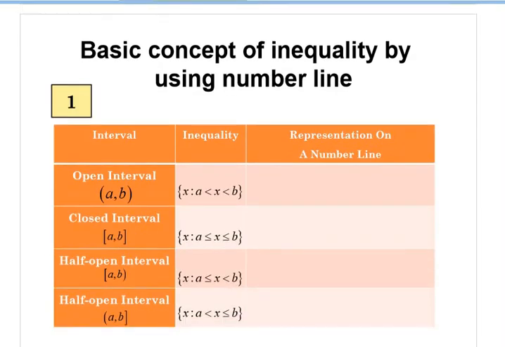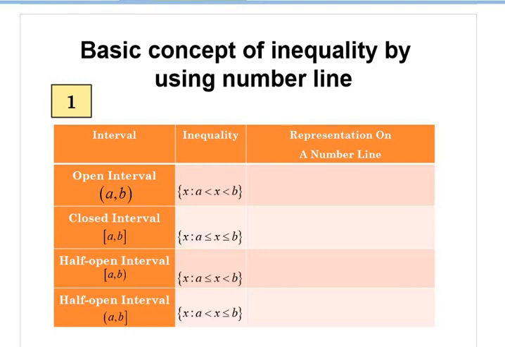Okay, these are a few basic concepts of inequality by using number line. We categorize it into 3: the first one is in interval form, the second one is in inequality form, and how to represent it on a number line. Let's start with the first one, which we call an open interval, because here we have interval A to B, but A and B are not included. So how to portray it into inequality form is x greater than A, x less than B. So x is between A and B, where A and B are not included.